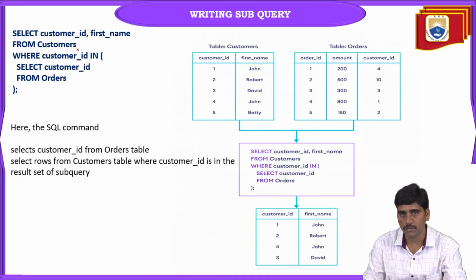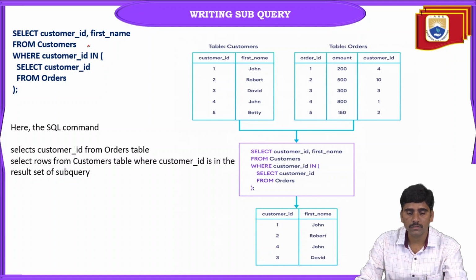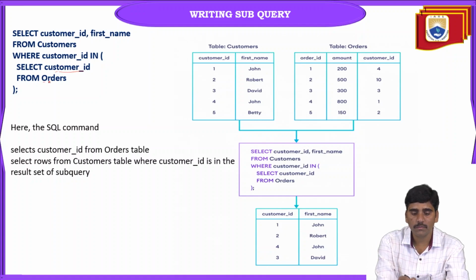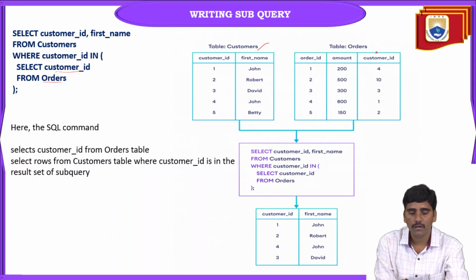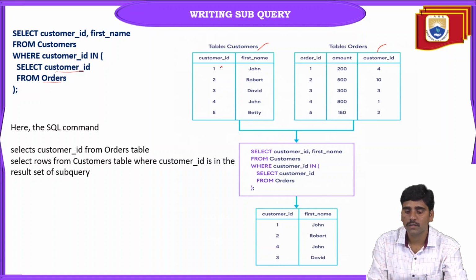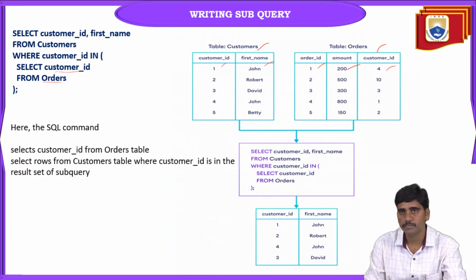And here, SELECT customer_ID, first_name FROM customers WHERE customer_ID IN (SELECT customer_ID FROM orders). So here we can see the tables. Customers is one table and orders is another. The customers table contains customer ID and first name. Similarly, the orders table contains order ID, amount and customer ID.